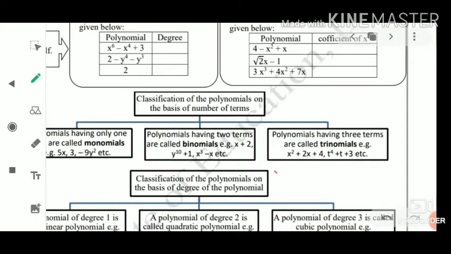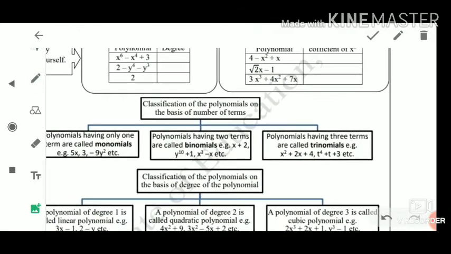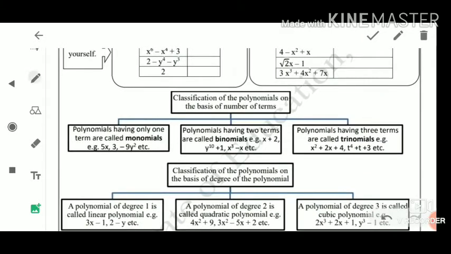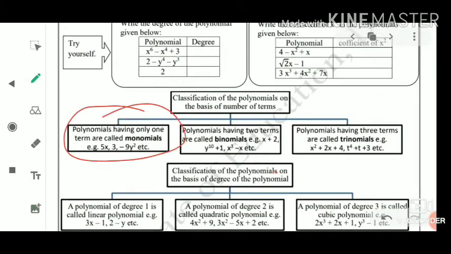Just look at here, this worksheet is also saying the same thing. The polynomial having only one term is called a monomial, two terms is called a binomial, and three terms is called a trinomial, and four terms is called a polynomial. When we have a single term, two terms, and so on, generically we can say that all of them are polynomials as well.